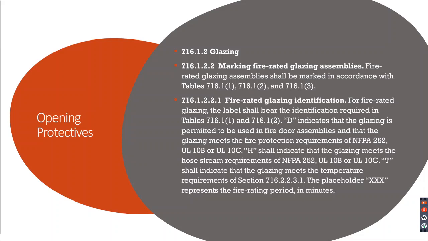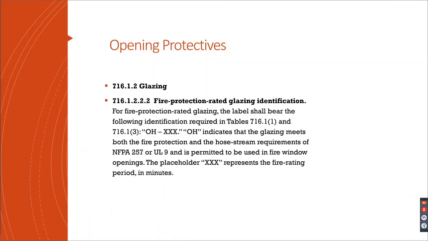H shall include that the glazing meets the hose stream requirements of NFPA 252 or UL10B or 10C. So not all of them have the hose stream. Some will have the test requirements with the flame, and then some will also include the hose stream test where they hit it with the hose. T shall indicate that the glazing meets the temperature requirements of 716.2.2.1. And then the placeholder XXX represents the fire rating period in minutes. So how many minutes was it tested at? The marking is very important, and that'll tell you how your glazing was tested, and obviously the criteria that it meets.